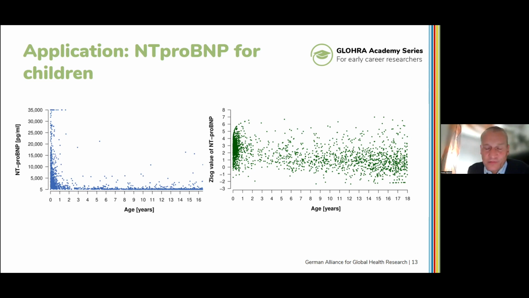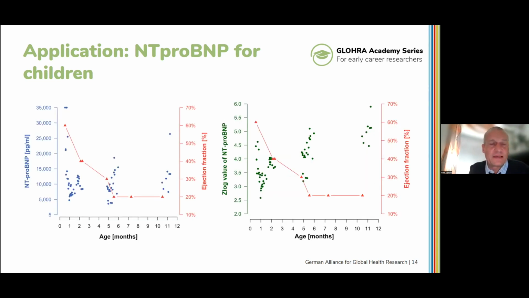And also, if you now look at some specific case, so one child, they have often measured the NT-proBNP, the blue dots here on the left-hand side. In some sense, they seem to go down. They have to go down anyway. But if you transform them to zlog values on the right-hand side, the green dots, you can see that actually the values go up. The normalized values go up because, I mean, the reference intervals get lower and lower over the age, and this is why you can see that the normalized values go up.